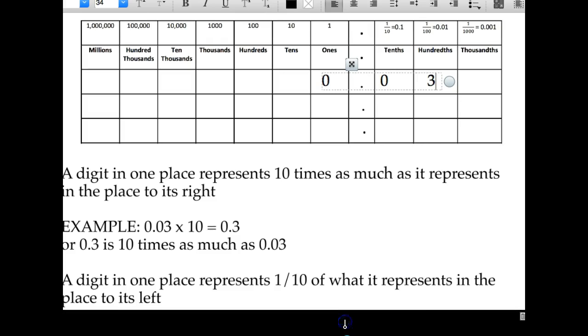Now let's look at the opposite. A digit in one place represents 1/10 of what it represents in the place to its left. So I can take the same digit, and if I move it to its left, I can say this number is actually 1/10 of what it would be here. Take my hundredths: 3 hundredths is 1/10 of 3 tenths. I could also do that over here. 3 thousandths is 1/10 of 3 hundredths. So thousandths is smaller. It's 1/10 of the 3 hundredths.